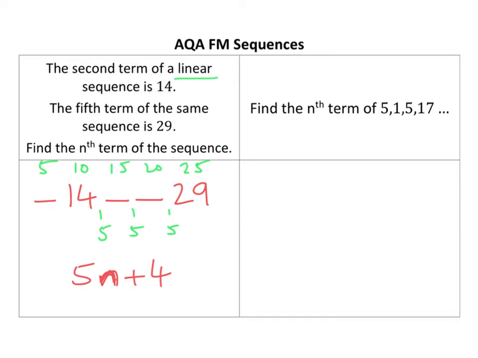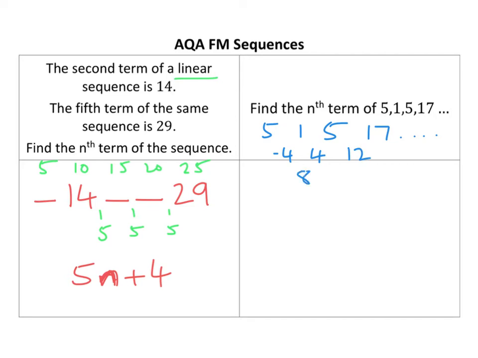Second one, quadratic sequence, right? So I've got 5, then actually I might do this just about to give me a little bit more room. So here we go. So we go, it's 5, 1, 5, 17. Now, with all sequences, you're going to look at the difference between. So it's minus 4, plus 4, and then plus 12.